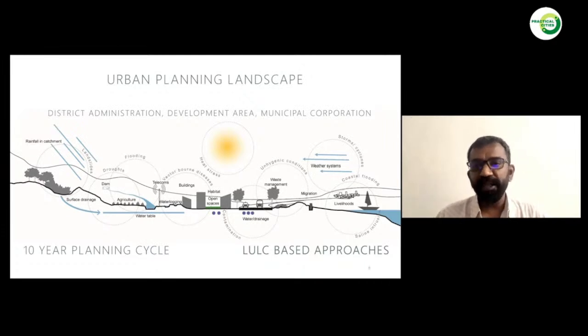So how do we bring these complex systems together, when some are above the ground, some are below the ground, some are on top of the ground, and some are based on virtual networks? So the conventional land use, land cover based approaches no longer work, at least when it comes to urban planning, but that is something which we have been following, and that is pretty much the law of the land.